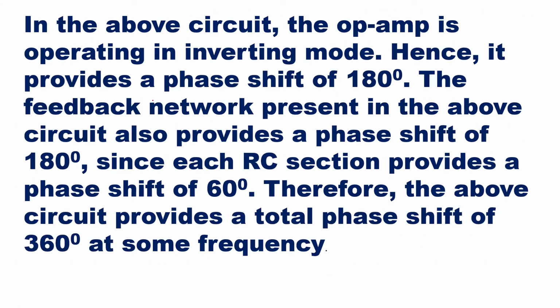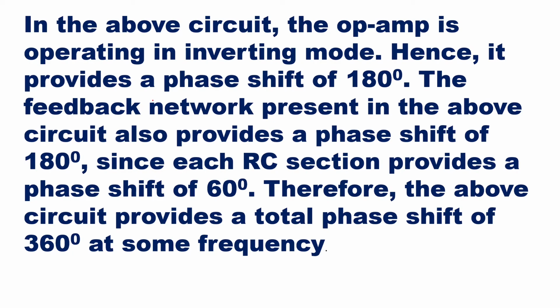Then it can be an oscillator circuit. So in the above circuit, the op-amp is operating in inverting mode. Hence, it provides a phase shift of 180 degrees. The feedback network present in the circuit also provides a phase shift of 180 degrees. Since each RC section provides a phase shift of 60 degrees, the above circuit provides a total phase shift of 360 degrees at some frequency.